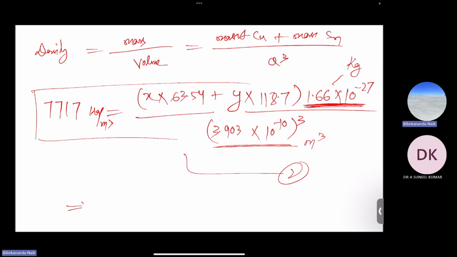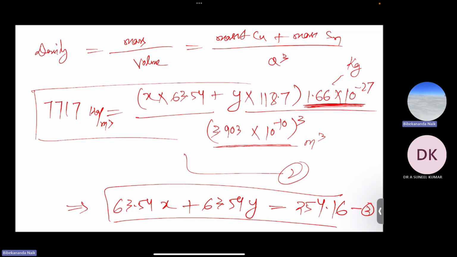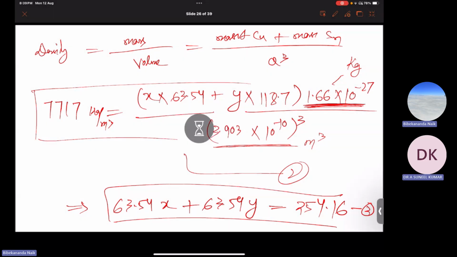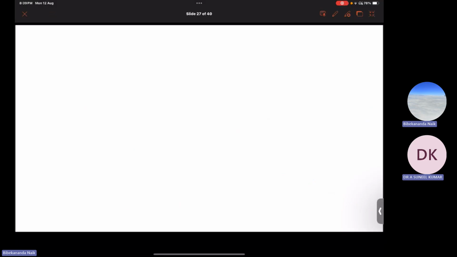So if you simplify equation number 2, you will get 63.54x plus 63.54y equals 254.16. This will be equation number 2. And if you solve these two equations, after simplification, we get this one. Sorry, not after simplification. One minute. Sorry, I did the wrong thing.